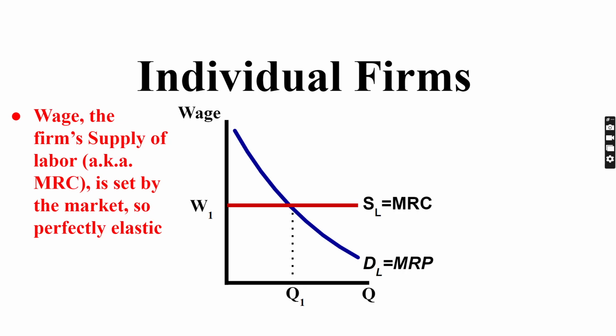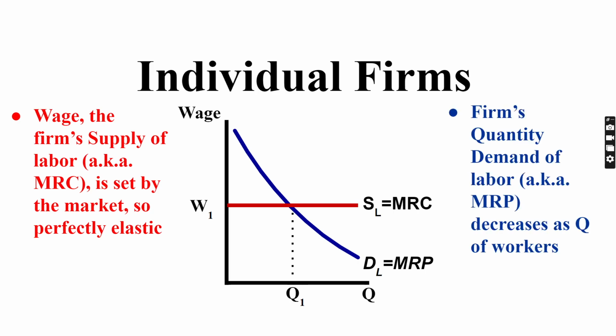Remember, the wage is set by the factor market, and the wage is the supply of labor, which is also the marginal resource cost. And so that is why it is perfectly elastic, because the wage is set by the factor market as a whole, the whole industry for labor, but the firm in a perfectly competitive resource market is going to have to pay workers the wage set by the market. And so that's the marginal resource cost. It does not change as quantity changes.